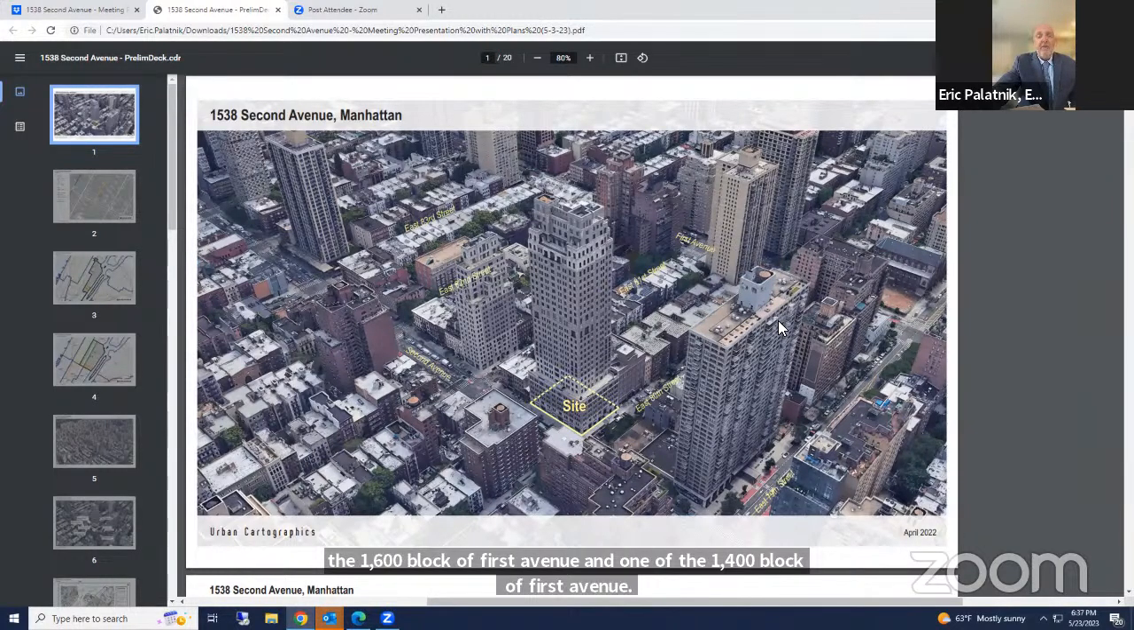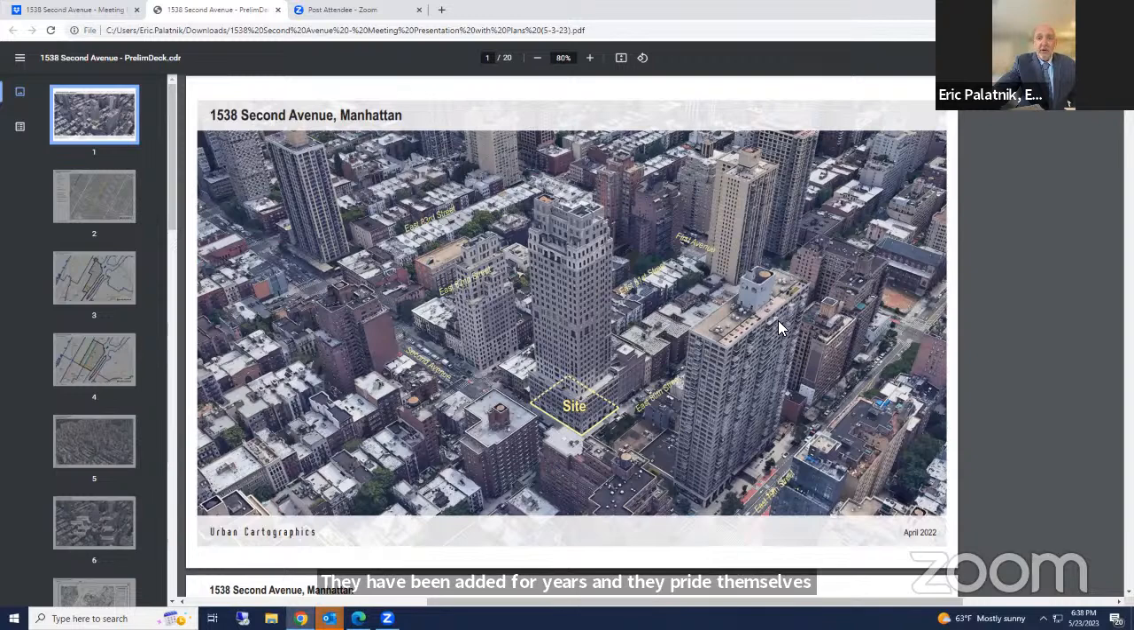They have been at it for years, and they pride themselves on a very high level of pre-K, universal pre-K, and infant and toddler daycare. Why are we here in front of you? It would seem like this is almost a shoo-in. We're here for a property at 1538 2nd Avenue, shown on your screen.